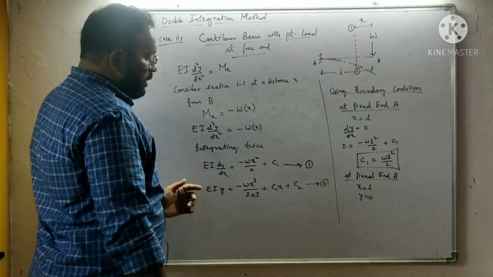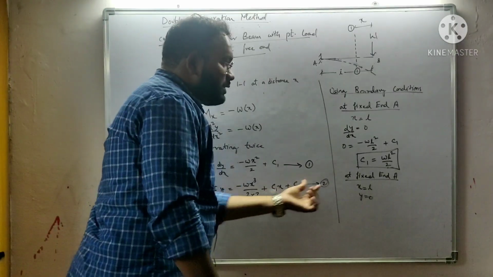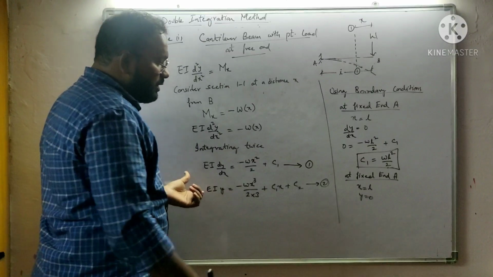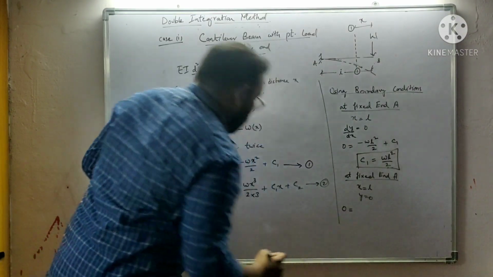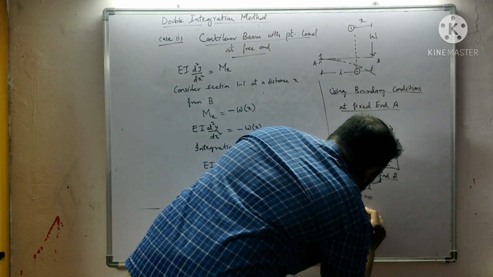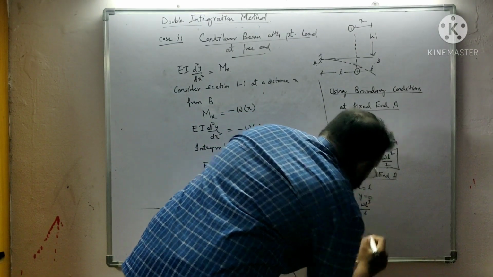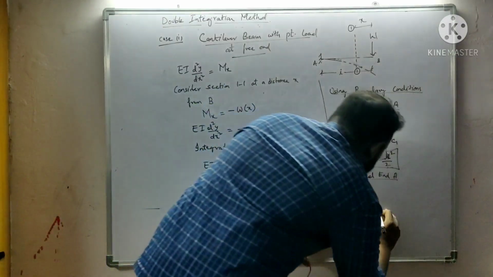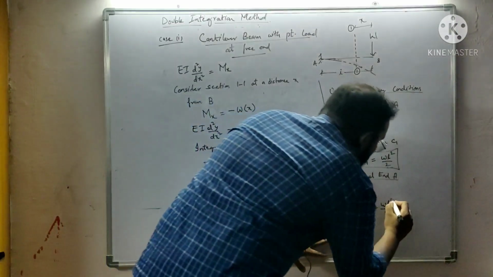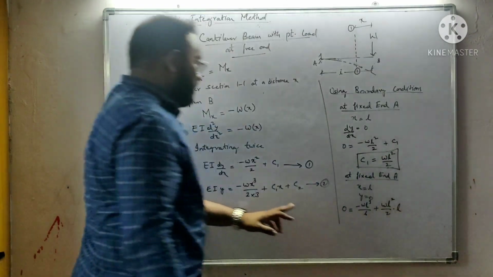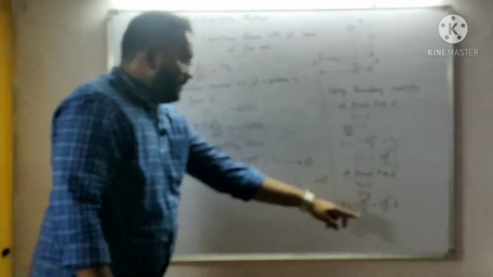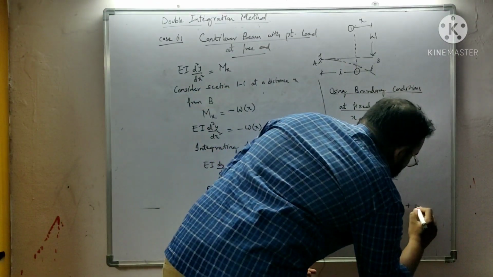I use this equation and substitute these values in the second equation, also substituting the value of C1 here. So EIy, which is 0, is equal to minus WL cube by 6, with x equal to L here, plus C1, which is WL square by 2, into L, plus C2.